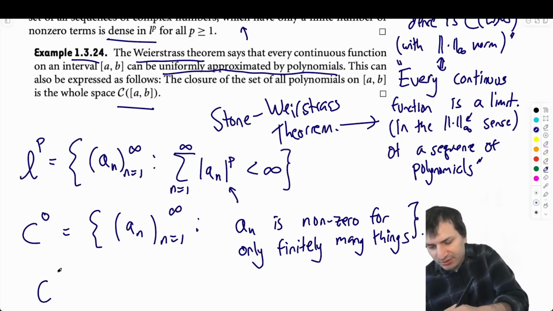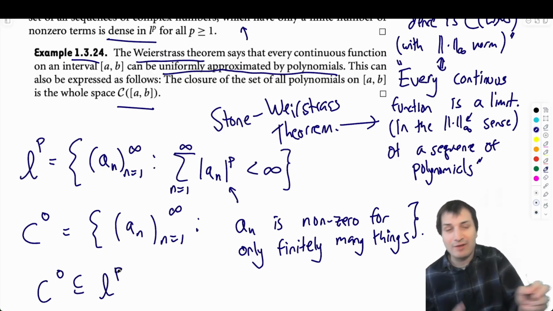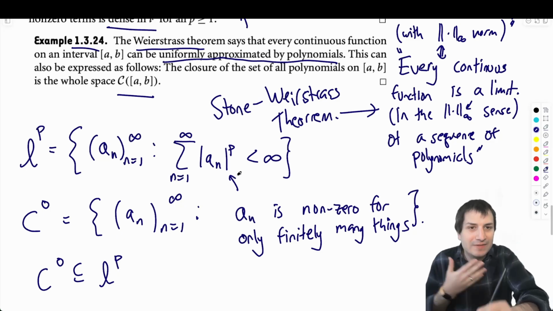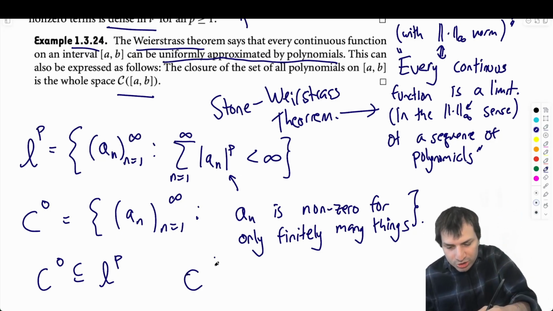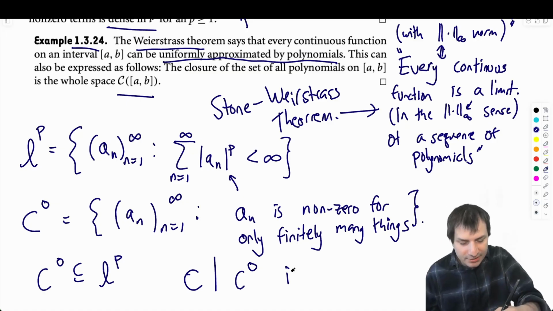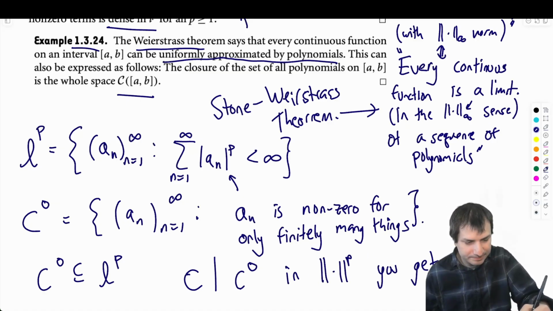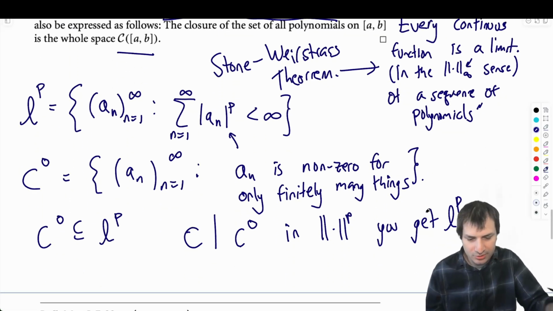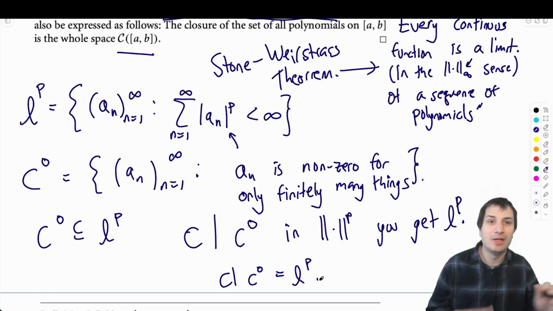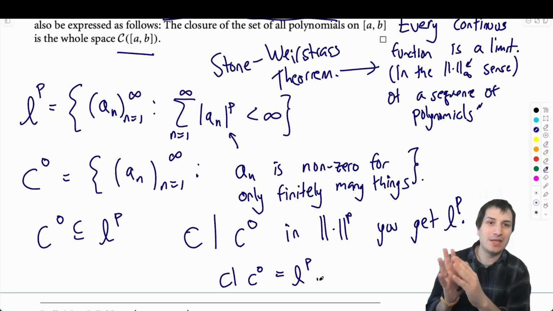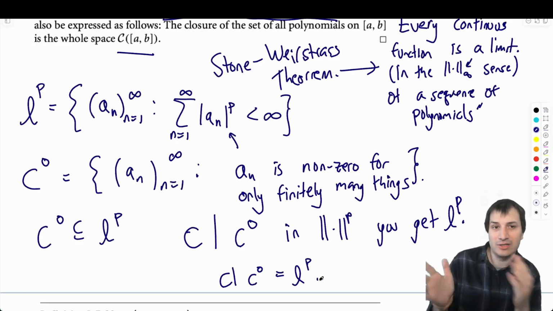Of course, c_0 is a subset of l^p, right? Because if you have finitely many non-zero terms, then the infinite sum is actually a finite sum and is finite. But what they're saying is that if you take the closure of c_0 in the p norm, you get l^p. So the closure of c_0 equals l^p. Everything in l^p is a limit of things that have finitely many non-zero terms.